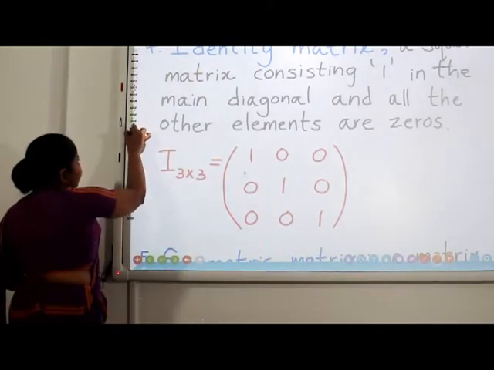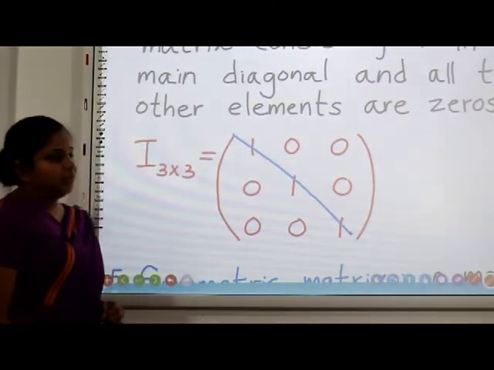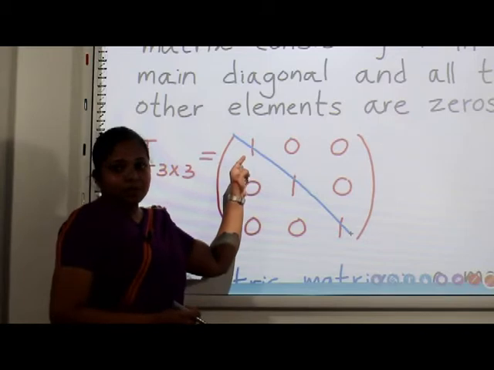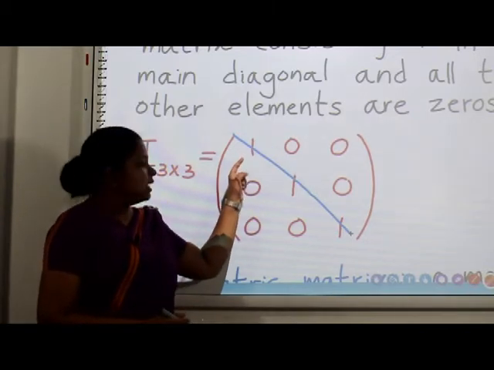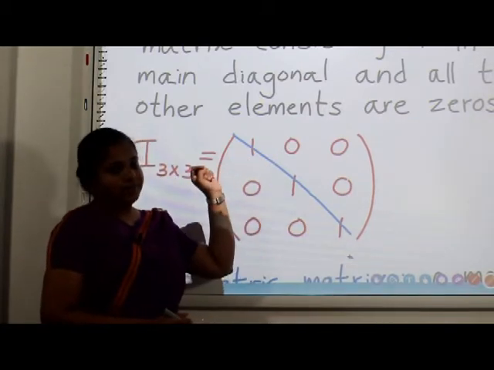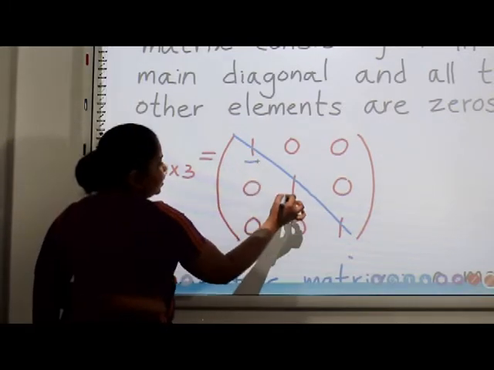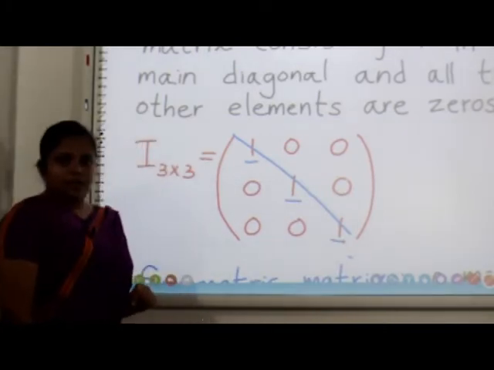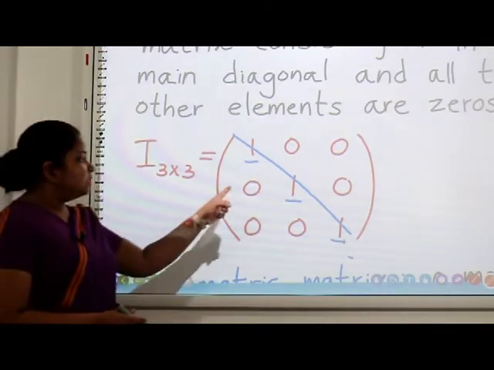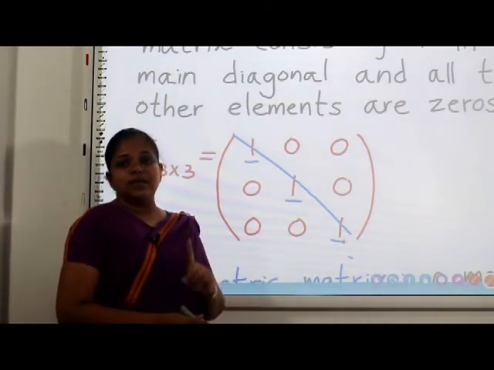Now in a square matrix, this is what we call the main diagonal. In a square you know what a diagonal is. If you join the uppermost element and the lowermost element, then you can obtain the main diagonal. In this matrix, the main diagonal consists of 1s, and all the rest of the elements are zeros.